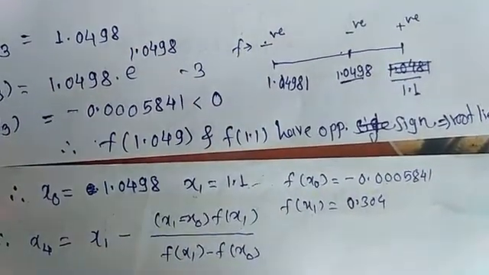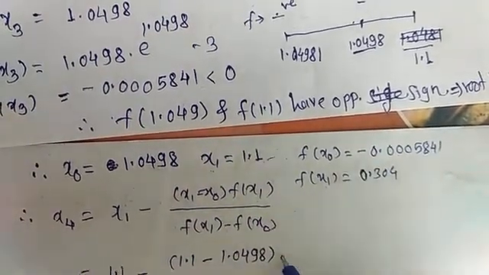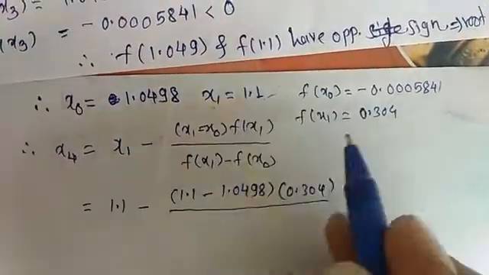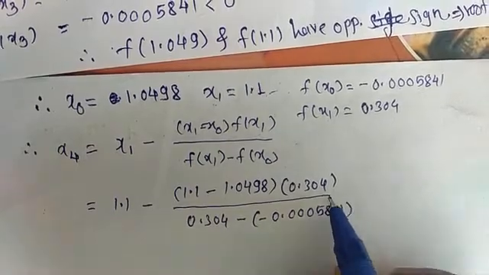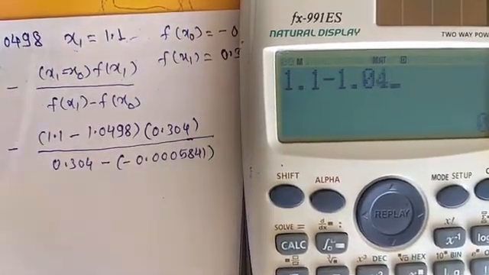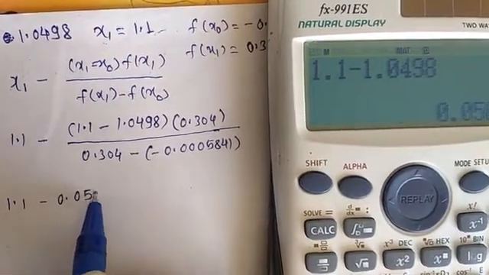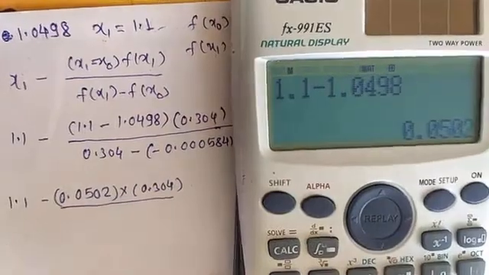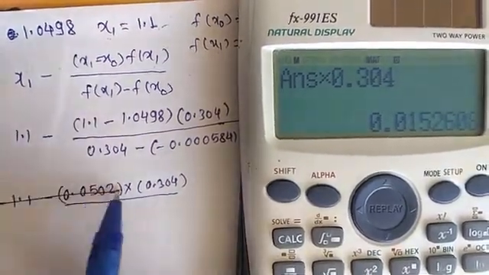0.304. So we substitute here: 1.1 minus (1.1 minus 1.0498) into f of x1, which is 0.304, divided by f of x1, 0.304, minus of minus 0.0005841. So its calculation will be 1.1 minus 0.0502 multiplied by 0.304, and divided by, we decrease one step, so we write the calculation again.